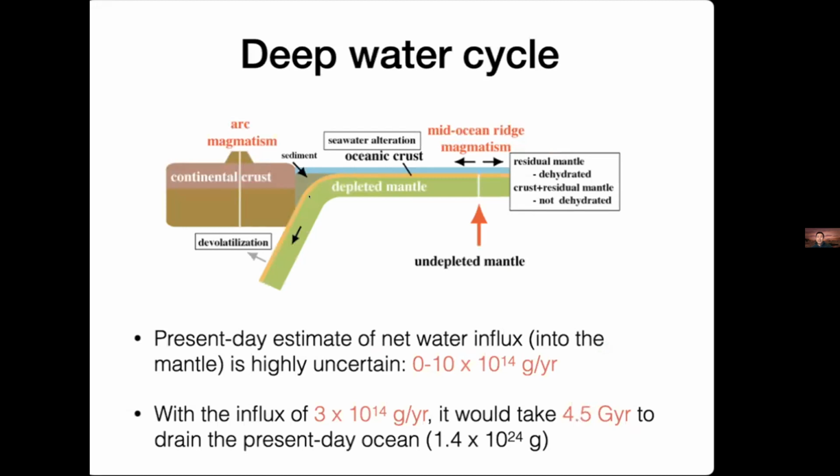If degassing and regassing are exactly balanced, the ocean volume doesn't change. But when people measure these things, they usually find regassing is more important. So there is a positive net water flux from the surface to the mantle. But how much is very uncertain, as shown here. To get some feel for these numbers, with an influx of 3 × 10^14 gram per year, it would take 4.5 billion years to drain the present day ocean. So anyway, plate tectonics subducts water, and this means that we must have had a deeper ocean in the past.